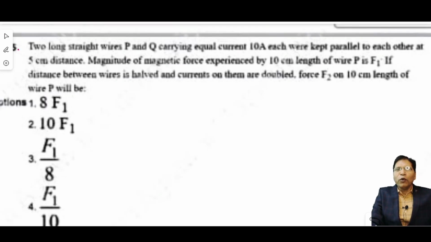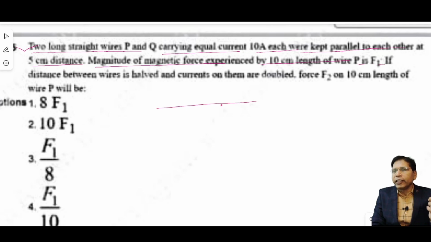Okay. Now look at this, question number 5. Two long straight wires P and Q carrying a current of 10 ampere each were kept parallel to each other at a distance of 5 centimeter. The magnitude of magnetic force experienced by 10 centimeter length of wire P is F1.